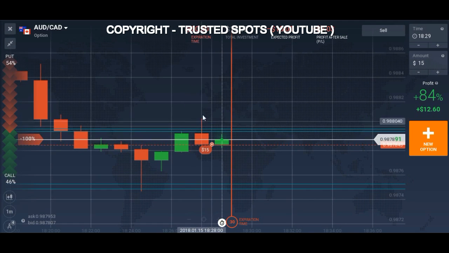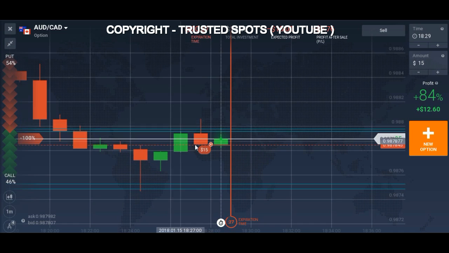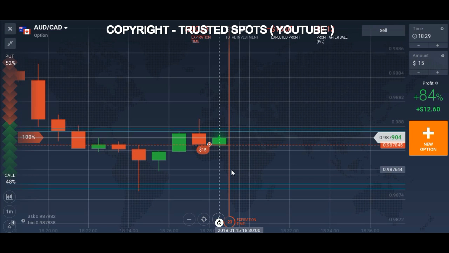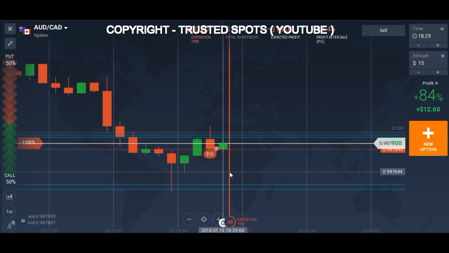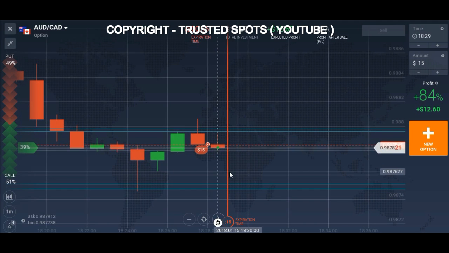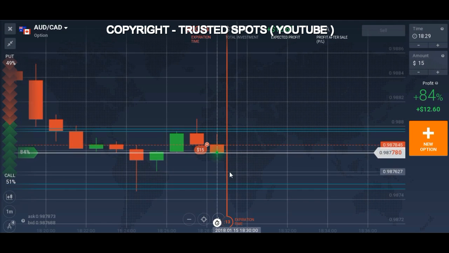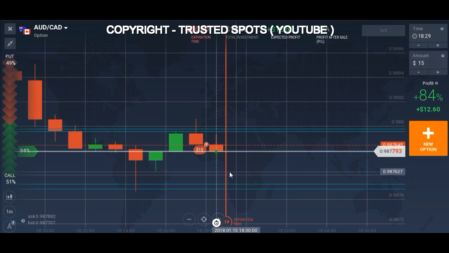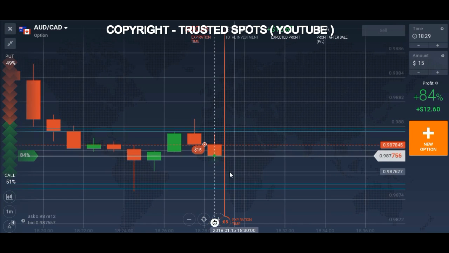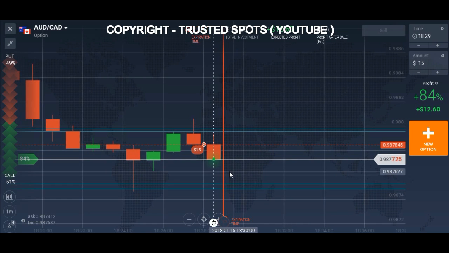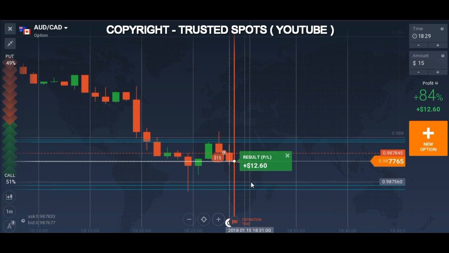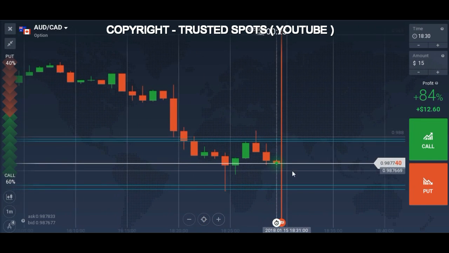This is a kind of sign of reversal, a hammer. So we will wait for the result now. I'm confident that we are going to win this, but let's see. Okay, it started to go down. Okay, it's a win. So we fulfilled all the rules, and that's why we won the trade.